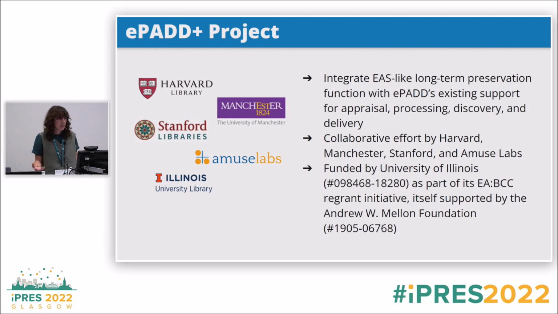So then came the University of Illinois' EABCC re-grant opportunity, and it's email archiving, building capacity and community. Is that right, Ruby? Thank you. And so they're listed down here as a partner because they funded us very gratefully.